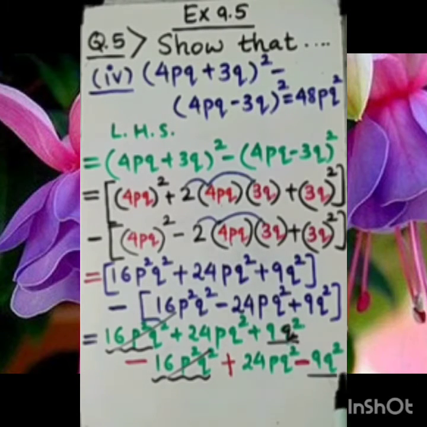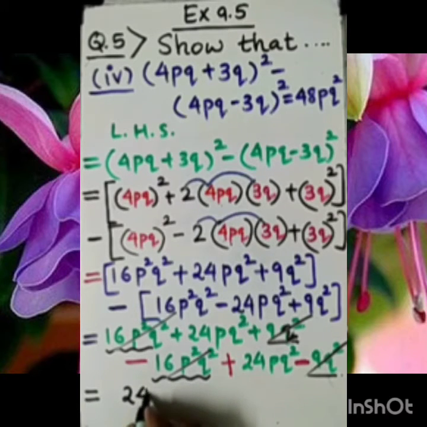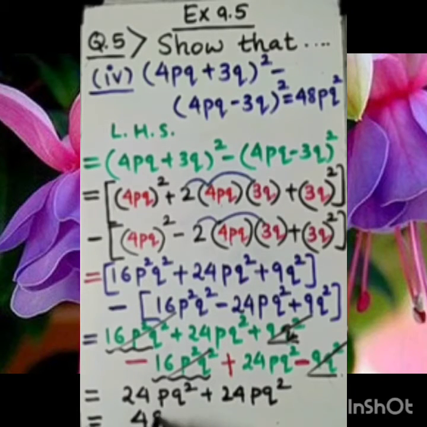And this is minus 9q square. This will also be cancelled. Now what is left over? Let me write what is left with us. 24pq square plus 24pq square is left. We know that they are also like terms. 24 plus 24 gives the result 48pq square. Fine. So this is the simplification of LHS.